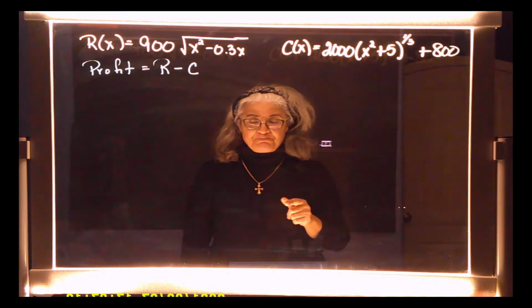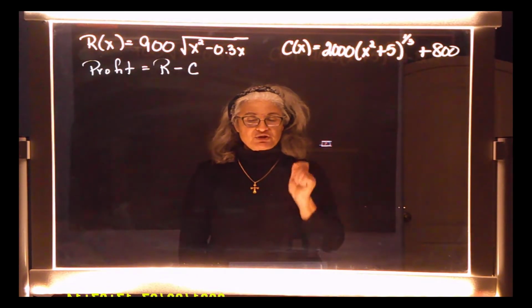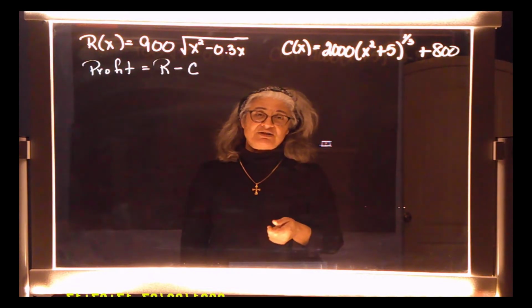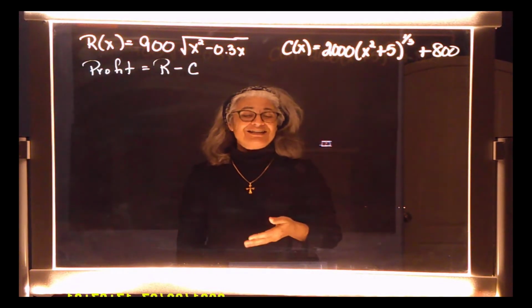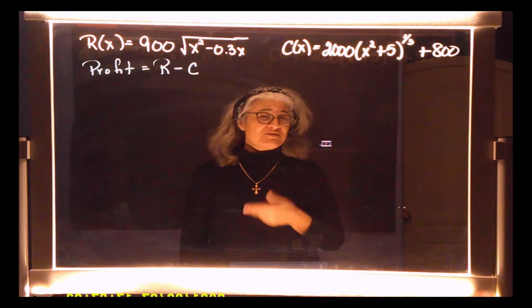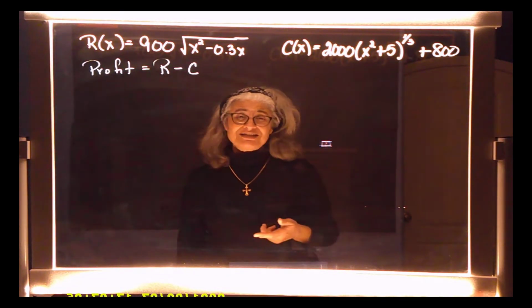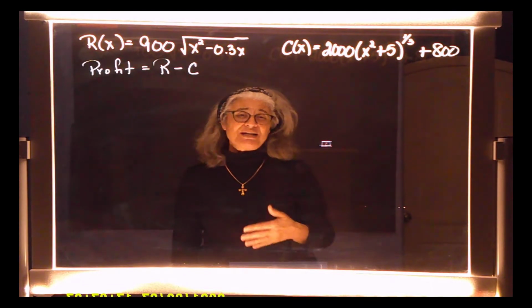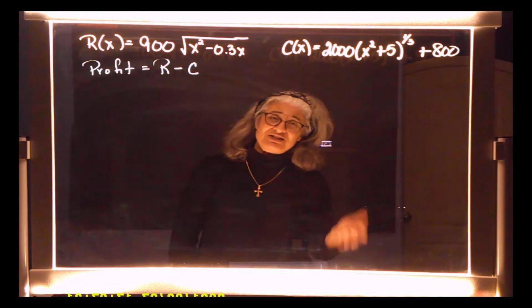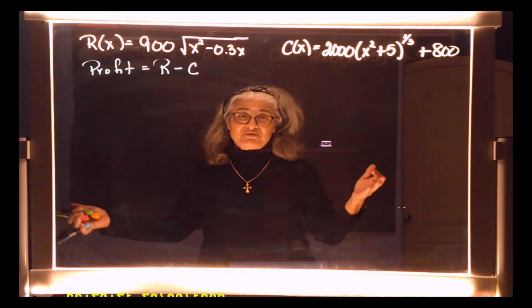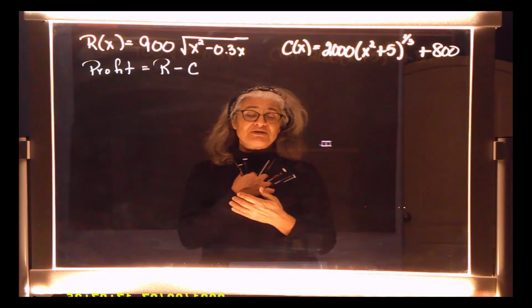So let's see. They want you to find the rate at which the total profit is changing. So what are they asking you for? Yeah, they want the rate of change of the profit function, right? Because they said find the rate at which the profit is changing. Rate changing, changing rate. Profit function. Need to find the derivative.